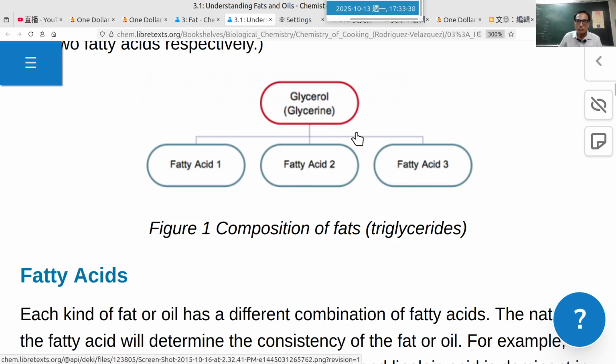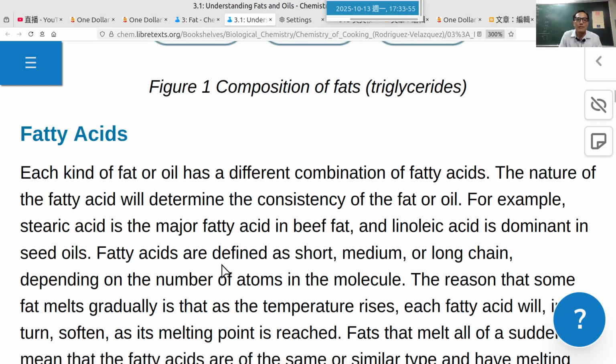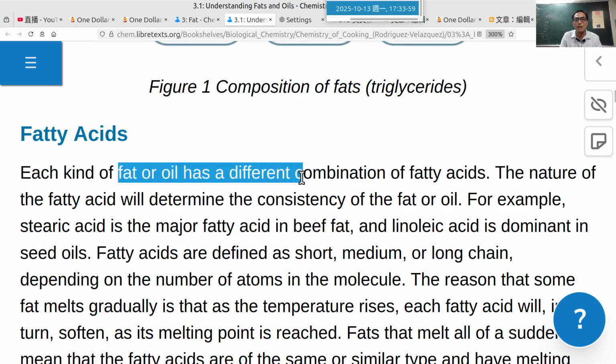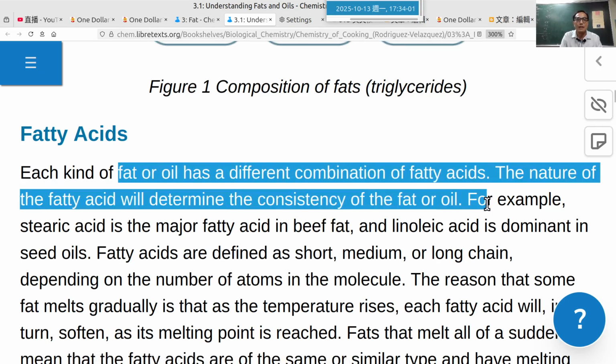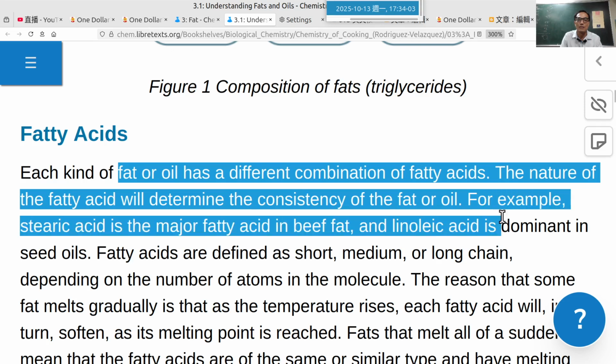And actually, number 1, 2, 3, they may be identical. They can be different. It depends on the structure or depends on the producer. Maybe the soybean, maybe sunflower, maybe different plant seeds. Fatty acids. Each kind of fat or oil has a different combination of fatty acids. The nature of the fatty acid will determine the consistency of the fat or oil.